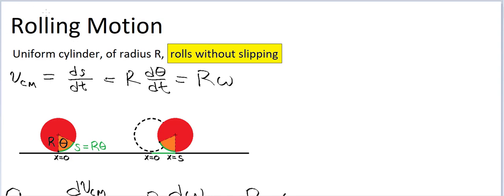All right, welcome. Today's lecture is on rolling motion. Specifically, I wanted to talk about rolling without slipping. So let's imagine a uniform cylinder of radius r that rolls without slipping. And so when I say rolls without slipping, what I mean is that it's not sliding across the floor.